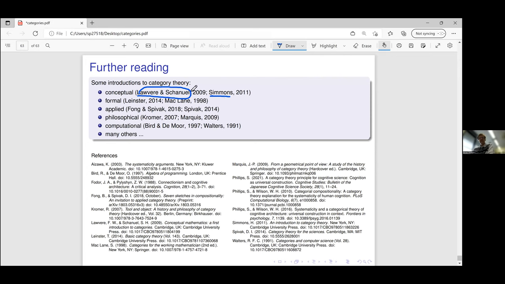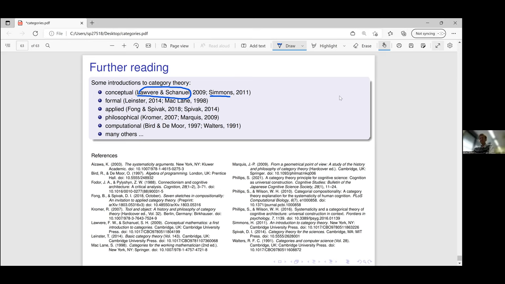After you go through that one, the next one I would recommend is Simmons. The reason for that is he takes categories from an ordered sets point of view, where there is at most one morphism, one arrow, between objects. So it cuts down the cognitive load on what you've got to think about. So I found it to be quite good as well. Okay. Thanks.